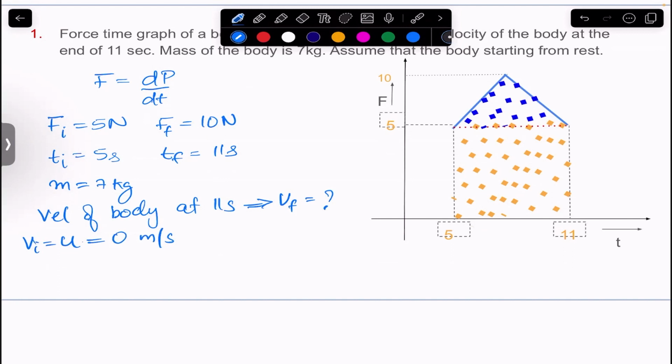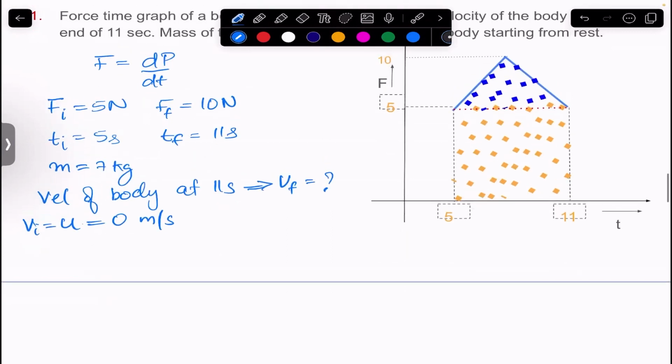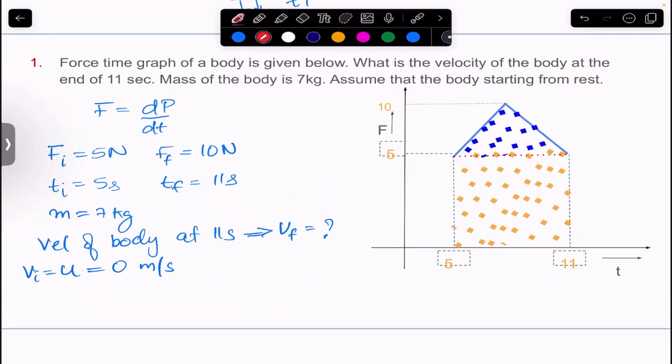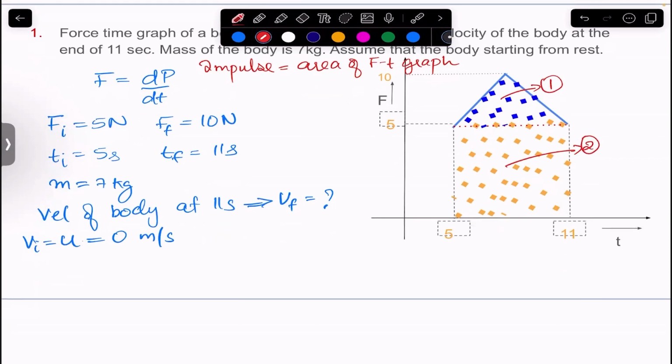Now to find this, we know that impulse is equal to the area under the F-t graph. Now to find the area under this curve, we are considering two shapes. One is a triangle, and the other one is this rectangle. So to find the area of this triangle, how to find it? It is half times base into height. So base is 11 minus 5 and height is 10 minus 5.